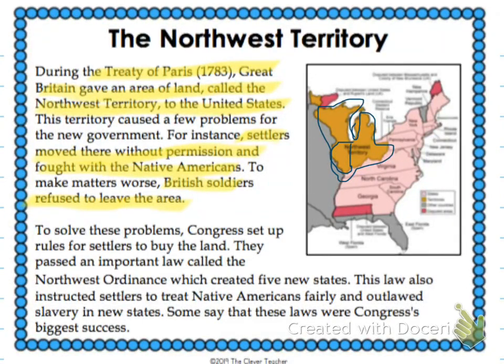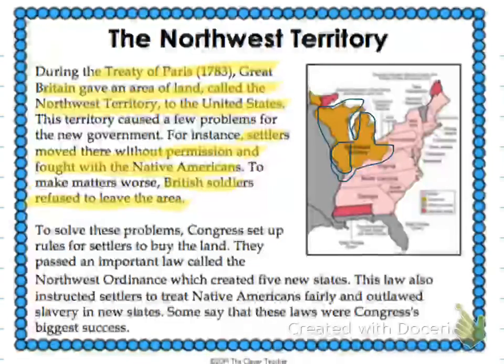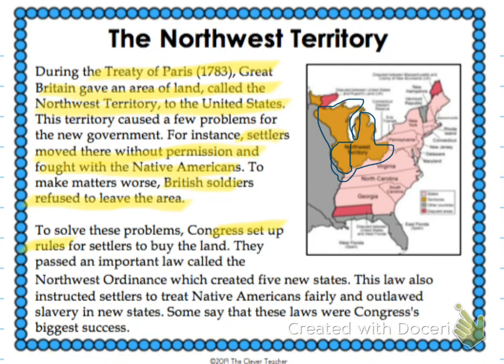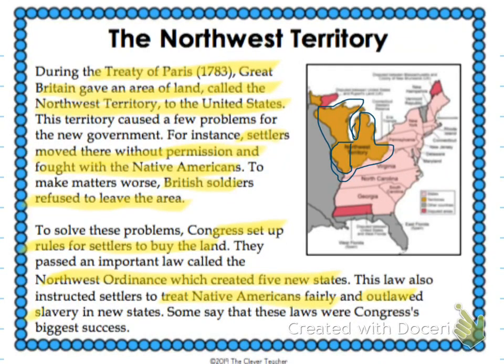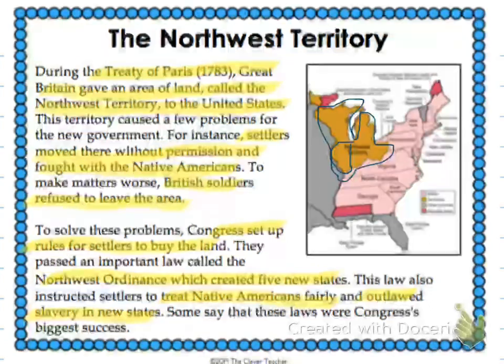The Congress tried to help, though. They tried to solve the problem. They set up some rules for the settlers to buy land. They passed the Northwest Ordinance, which did create 5 new states. We are one of them. This law also instructed settlers to treat natives fairly. Okay, duh. And it outlawed slavery. Well, yes, on paper it was outlawed, but I'm betting that not everyone followed the rules.